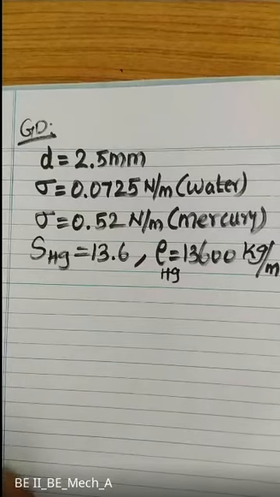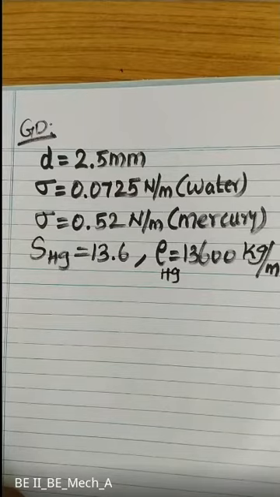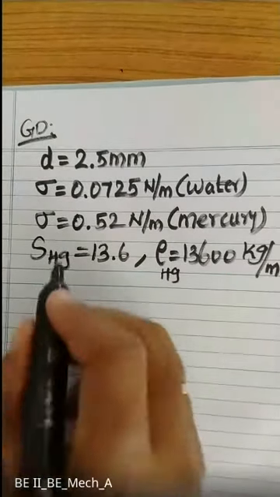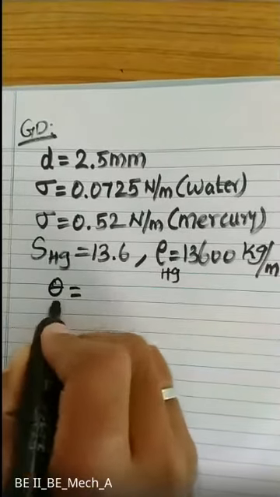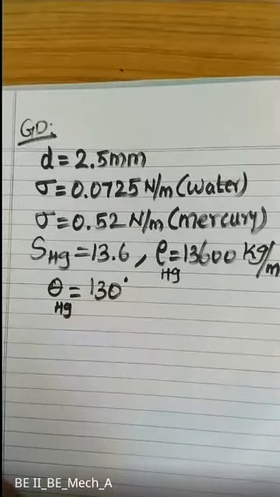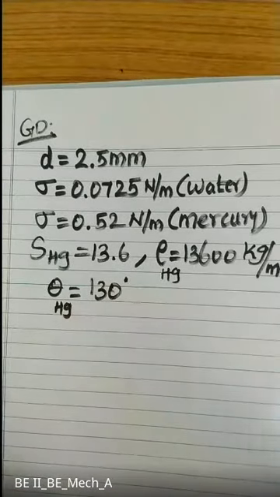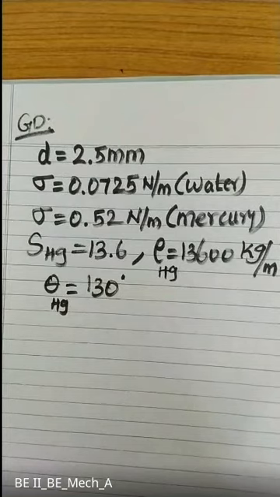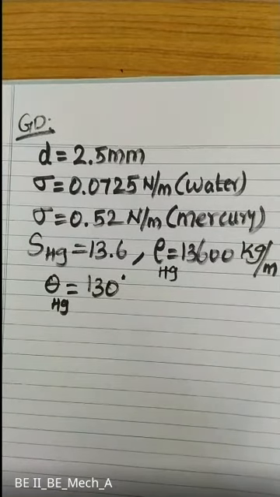So the angle of contact, that is 130 degree, but it is for mercury only. First read the line carefully: the specific gravity of mercury is given as 13.6 and angle of contact 130 degree. So that means this particular angle is only for mercury. You can note this angle, that is 130 degree. That's all about the given data.